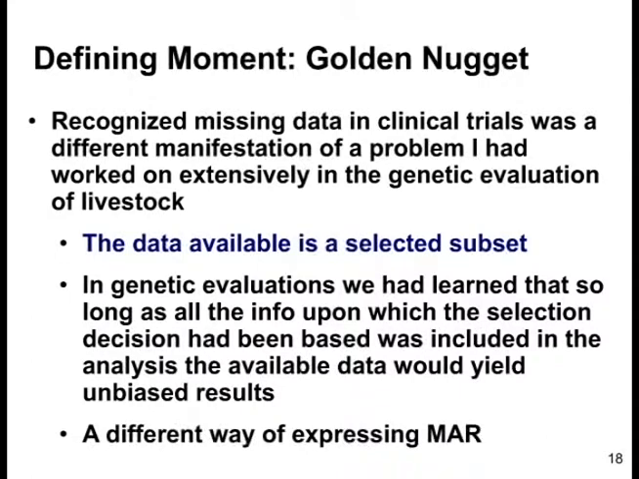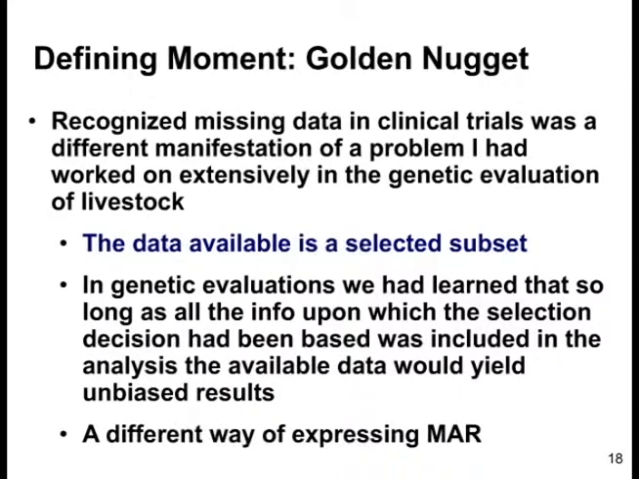That key principle was that the data available for analysis was a selected subset of the whole. And so in genetic evaluations, we learned some things that really had some direct analogy to the taxonomies of missing data that were becoming prevalent in the clinical trials research. And so I had the idea that what we had done to be successful in genetic evaluations could also be applied in clinical trials.